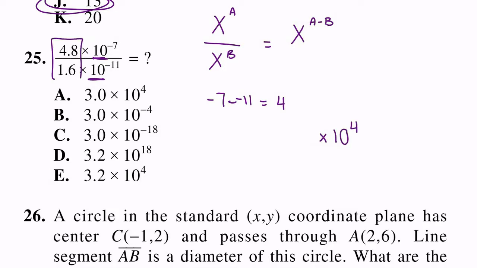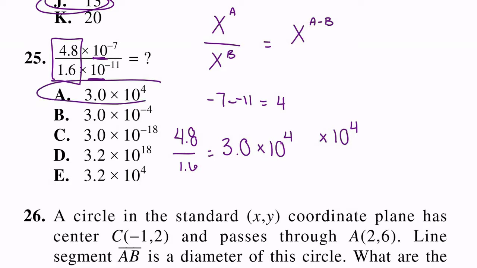Now we have to deal with this 4.8 divided by 1.6, which we can just type in our calculator, 4.8 divided by 1.6, and we find that that equals 3.0. So for our final answer, we combine both of these, we get 3.0 times 10 to the 4th, which matches our answer choice A.